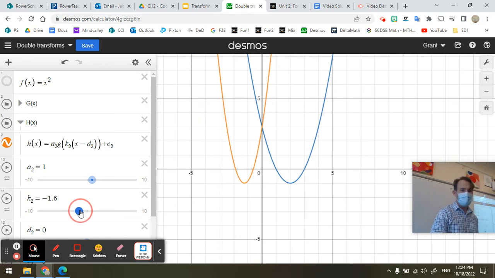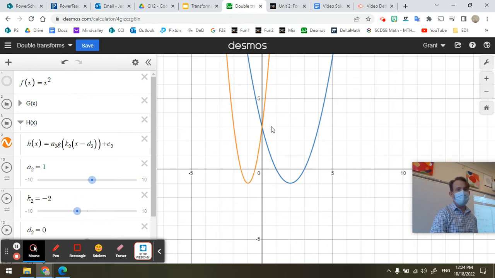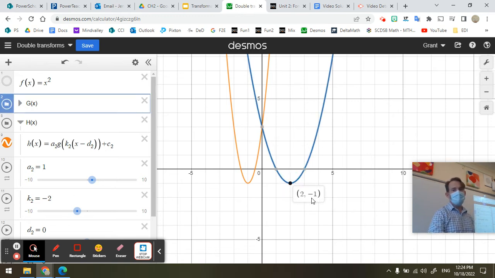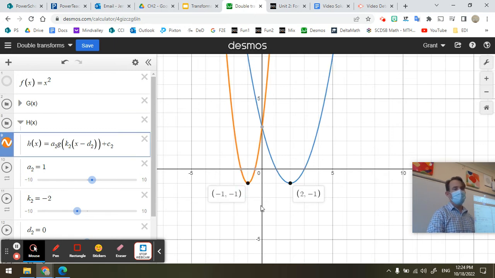Now, as k becomes something like -2, that's going to be one of the functions I want you to consider here. So let's visually see it. When k is -2, let's just take a look at the vertex here. That was the point 2, -1. But then we divide 2 by -2, and we get the point -1, -1. The y value didn't change. It's just the x value got divided by the k transformation. See it? Okay, I hope so.